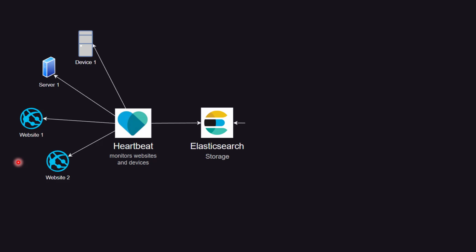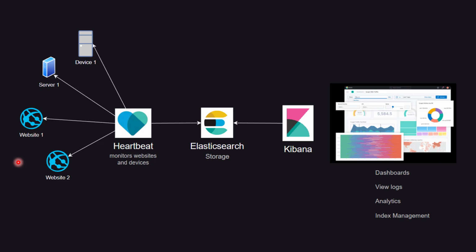Since the data is in Elasticsearch, you can obviously use Kibana to visualize and analyze the availability information present in Elasticsearch. So using Kibana, you can create dashboards, view the raw logs of the Heartbeat and do some analysis using Kibana visualizations. And you can even manage the index settings or the storage settings of the Heartbeat index. So this is how Heartbeat, Elasticsearch and Kibana can be used together to create a monitoring solution to monitor the uptime of websites or devices. So that's the architecture we are going to implement now.